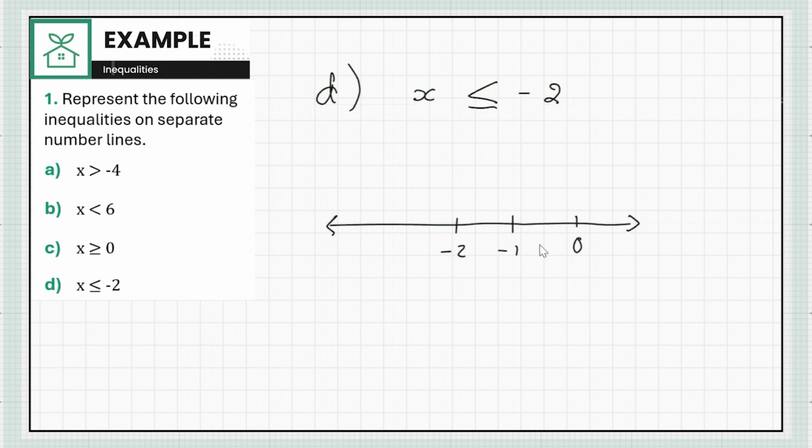-1, -2, -3. Okay, so less than or equal to means we're going to include -2, and x is going to be every single value below that point.